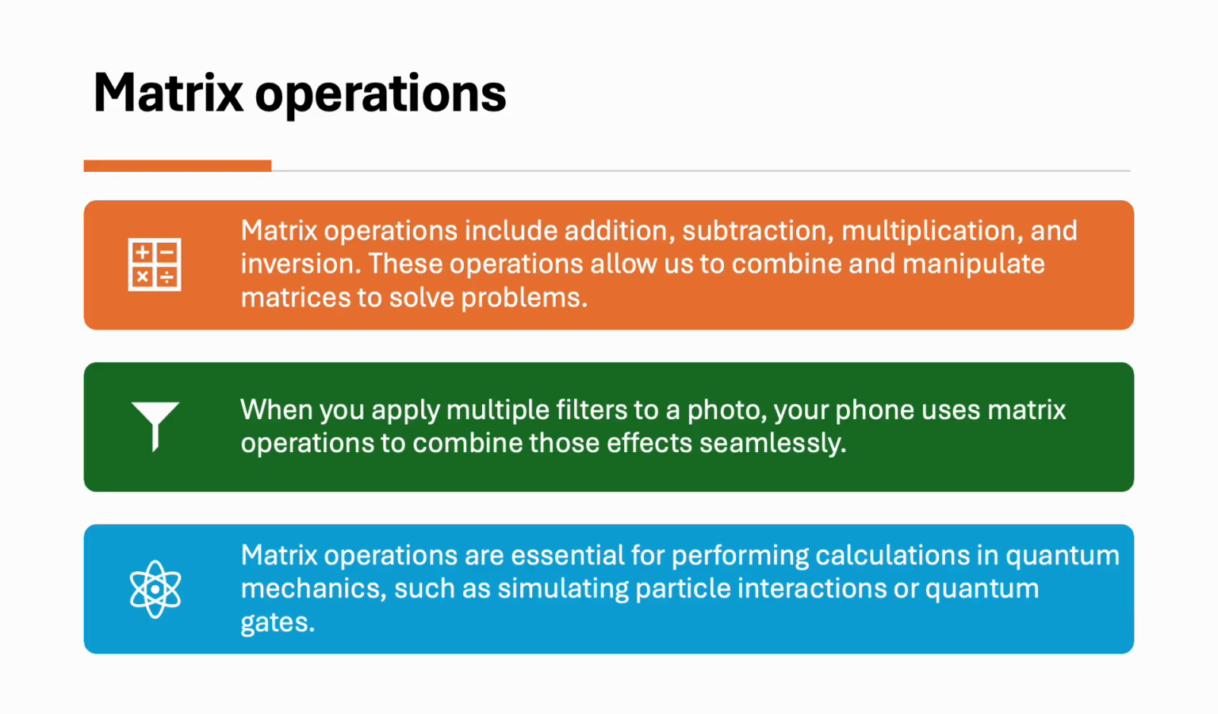Matrix operations. Matrix operations include addition, subtraction, multiplication, and inversion. This is just for revision's sake. These operations allow us to combine and manipulate matrices to solve problems. When you apply multiple filters to a photo, your phone uses matrix operations to combine those effects seamlessly. Matrix operations are essential for performing calculations in quantum mechanics, such as simulating particle interactions or quantum gates.